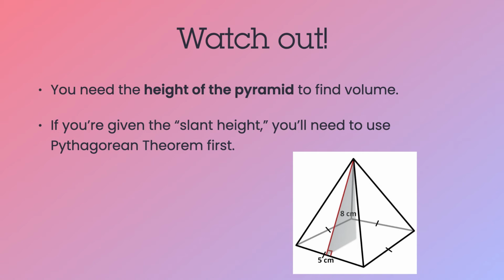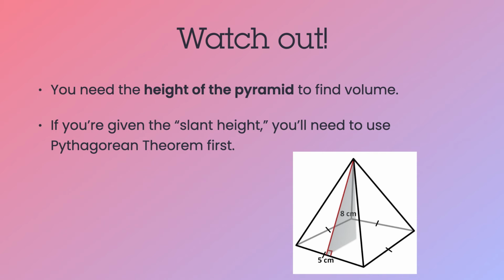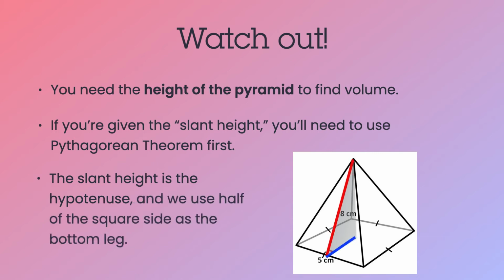What we're going to do is use this Pythagorean theorem from the cross section again. Remember, we used that when we were doing surface area of pyramids, and we were given the alternate height that we didn't actually want. And there's a link to that video up at the top if you need to go back and review that idea. Now, the slant height that they give us is the hypotenuse of our right triangle. The leg that we're going to use, we know, is half of the side of the square. So that's something that we had worked on in that last video.